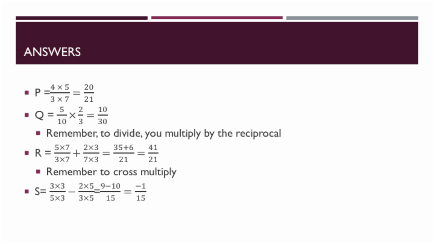Now in the last equation, S, we're subtracting. Again, remember we need to have a common denominator and we need to cross multiply. So we've got 3 times 3 over 5 times 3. That's again, remember 3 over 3 is 1. And we have 2 times 5 over 3 times 5. And again, remember, 5 divided by 5 equals 1. That gives us 9 minus 10 over 15, which, guess what? We've got a negative number, negative 1 over 15.